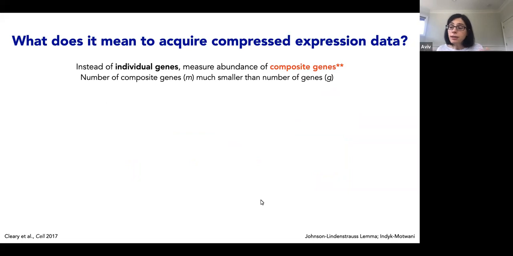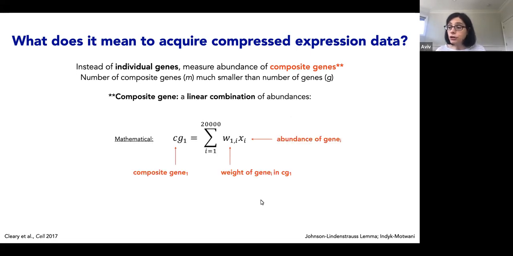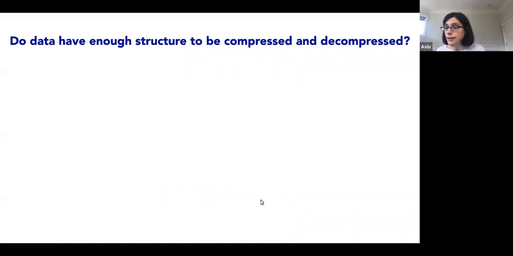How would we do this? Instead of measuring individual genes, we imagined measuring the abundance of a much smaller number of composite genes. The composite gene is a linear combination of different gene abundances. And the coefficients can be chosen randomly. And importantly, you can show that they can be chosen binary, which is easier to implement in an actual wet lab. So imagine for now that we can collect this kind of compressed data.